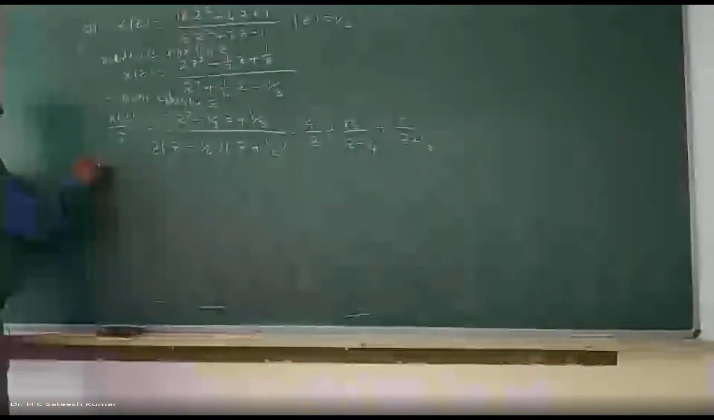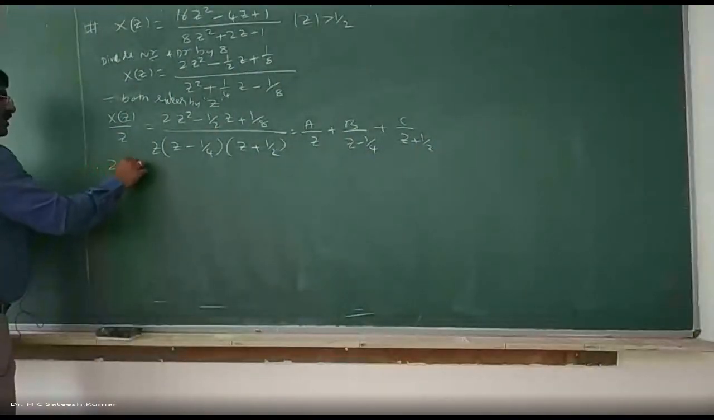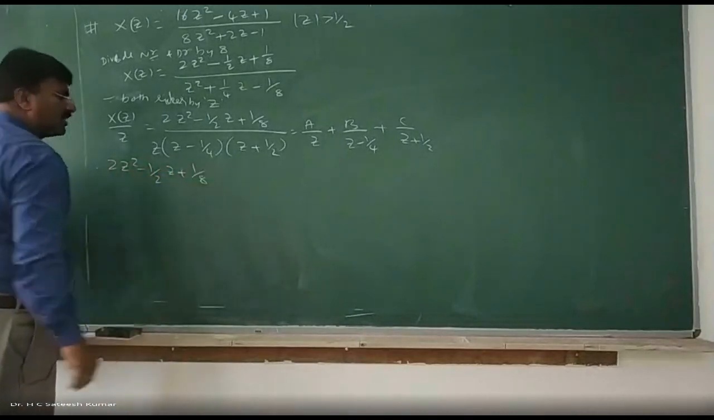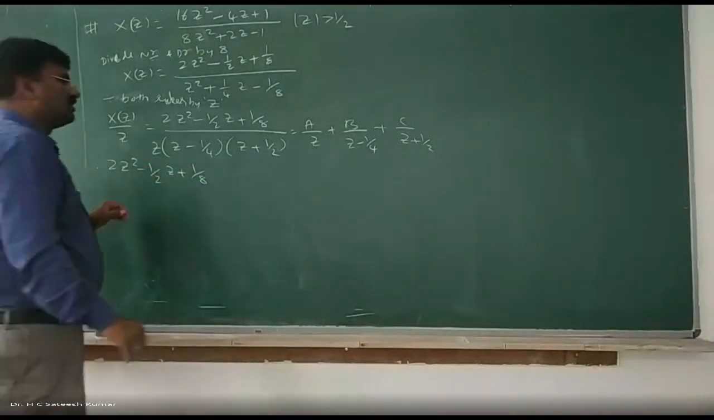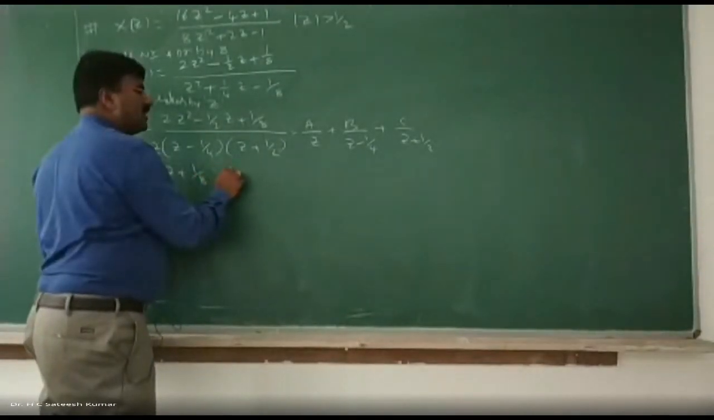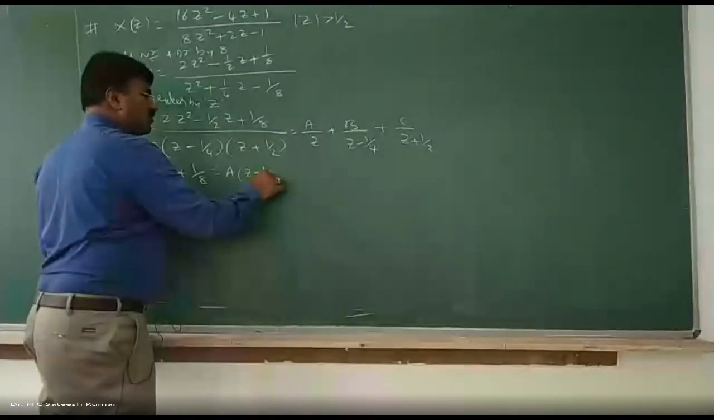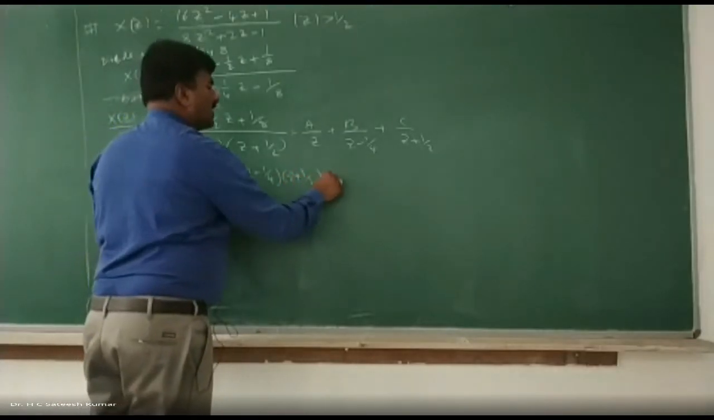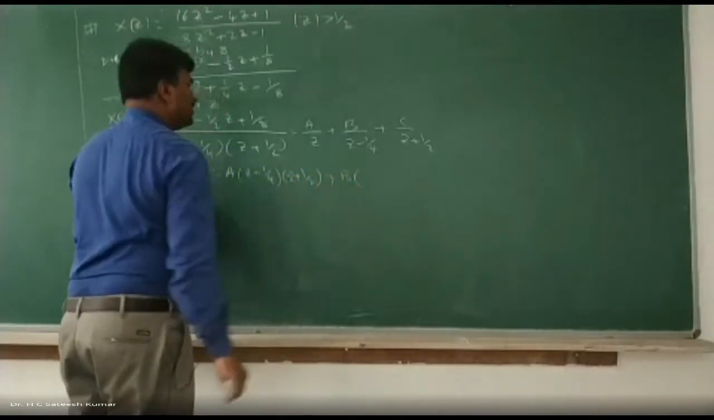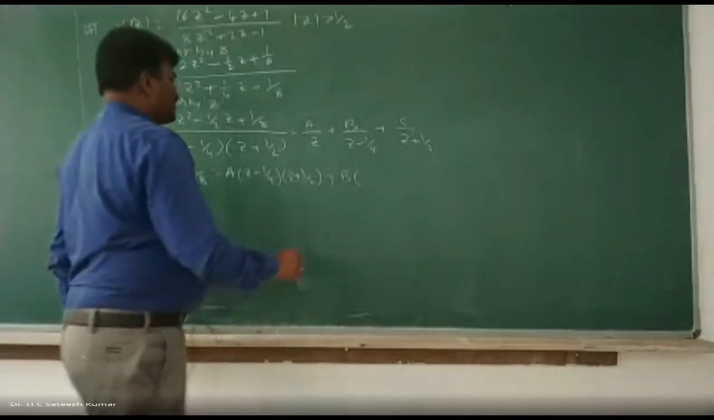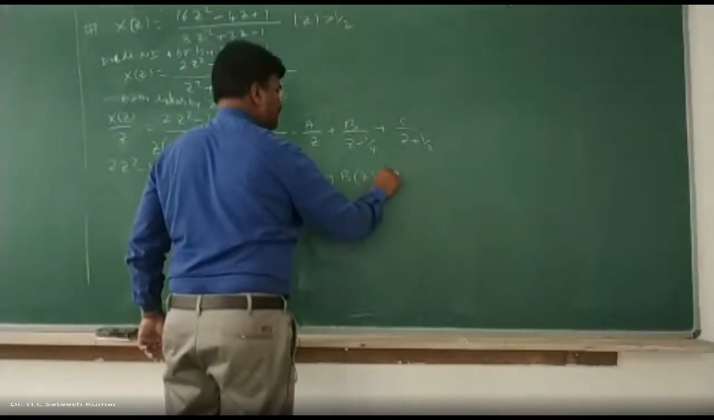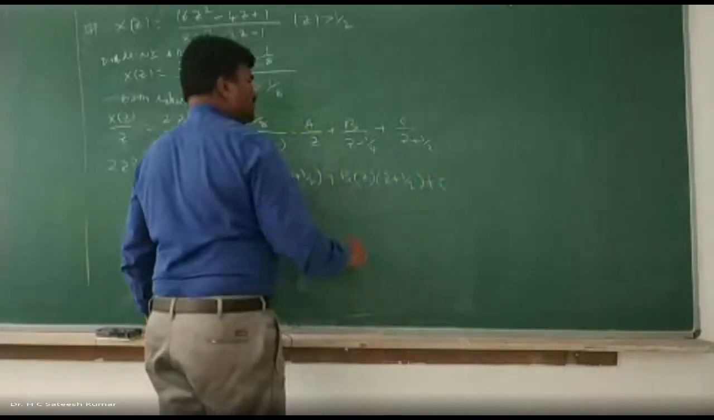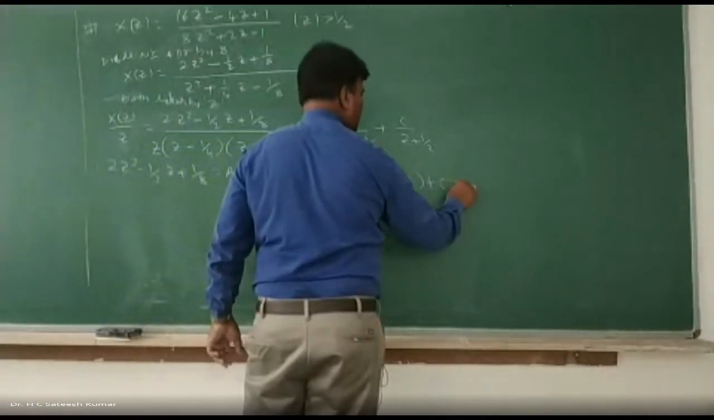You can write it as 2z square minus half z plus 1 by 8. I can write this way, which is equal to, divided by the z. What will you get? A into z minus 1 by 4 into z plus half, plus b into z into z plus half, plus c into z minus 1 by 4.